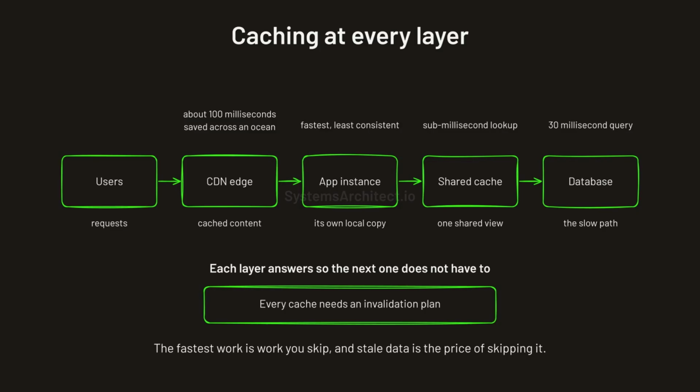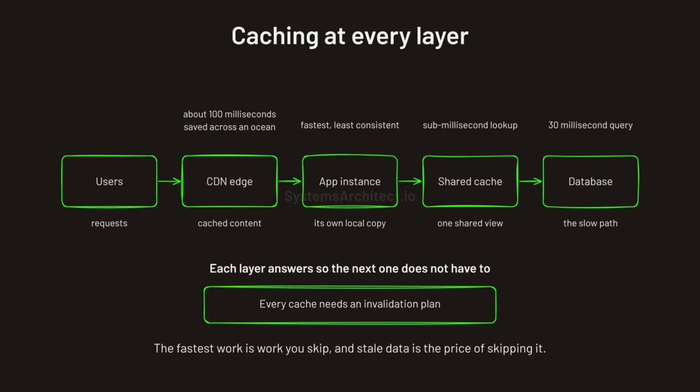Caching is the highest leverage technique in this pillar because the fastest work is work you skip. In-process caching is fastest and least consistent since every instance holds its own copy. A distributed cache gives every instance one shared view: Amazon ElastiCache, Azure Cache for Redis, or Google Cloud Memorystore. That layer commonly turns a 30-millisecond database query into a sub-millisecond lookup.